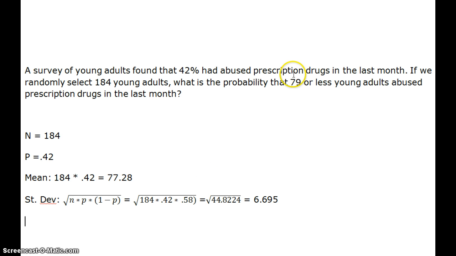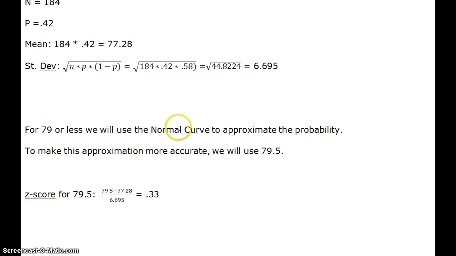Now we can figure out the z-score for what we're trying to find. But when we use this approximation method, we're always going to adjust by 0.5, which makes our approximation better. We're trying to find 79 or less, and we're going to use the normal curve to approximate. To make it more accurate, we jump up by half a step to 79.5. So we're going to find the probability that 79.5 or less have abused prescription drugs, and going up by half makes us more accurate.